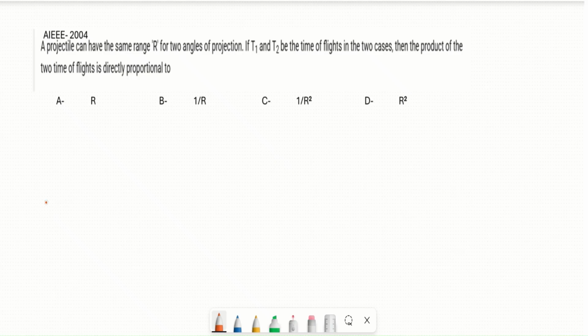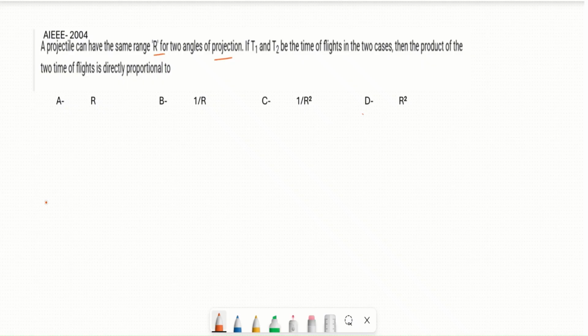So yeah, this is the next problem, which says that the projectile can have same range R for two angles of projection. If T1 and T2 are the times of flight for the two cases, then the product of the times of flight is directly proportional to.